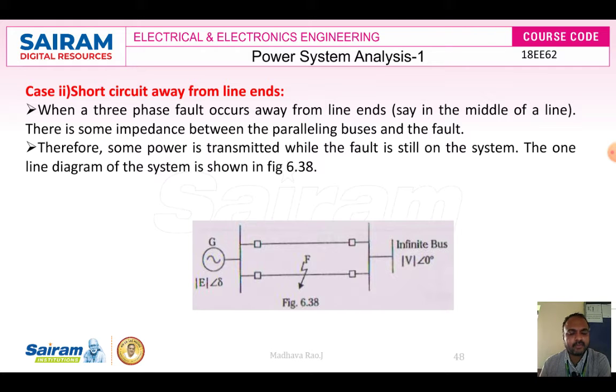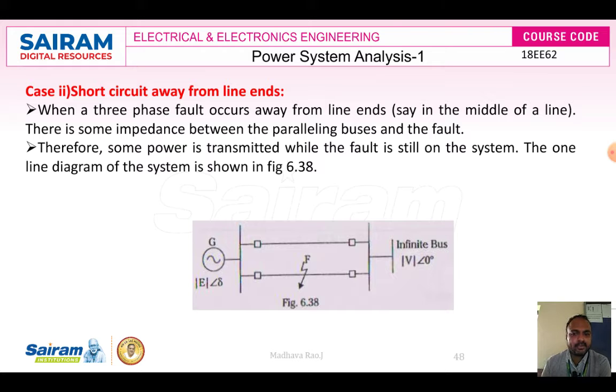Unsymmetrical faults are single line to ground, double line to ground, and line to line faults. A three-phase fault means a symmetrical fault occurs at some point along the line. In this figure we can see the fault occurs in the middle of the line. F represents the fault.